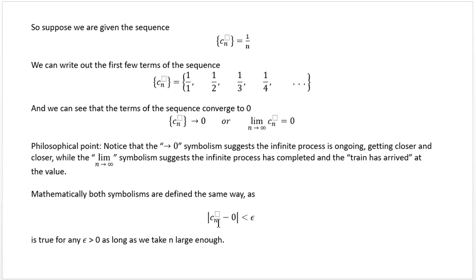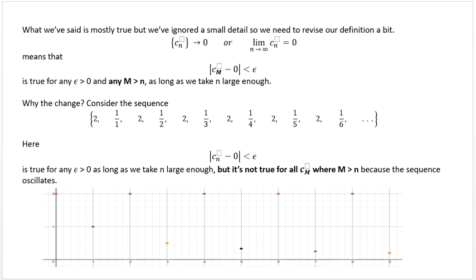Mathematically, both symbolisms are defined the same way. And here I'm lying to you, but I'm going to correct that in a second. Both symbolisms mean this. It means that as long as we take n large enough, this distance for this sequence becomes small, as small as we like. Well, what am I lying about? Well, I have to add one more little detail. This definition has to be fixed up a little bit. Now, we'll come back to it in a second.